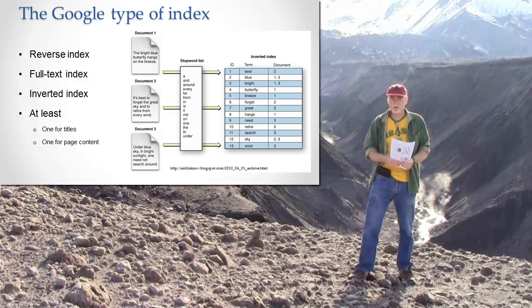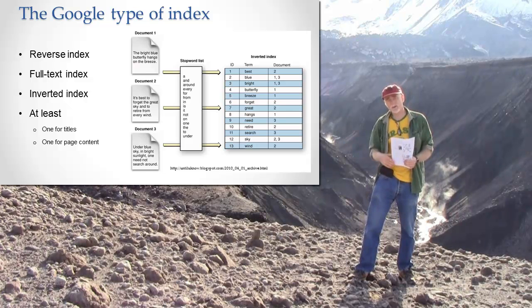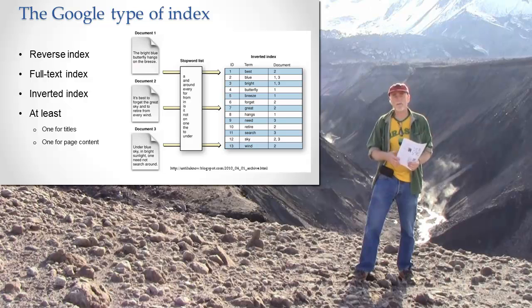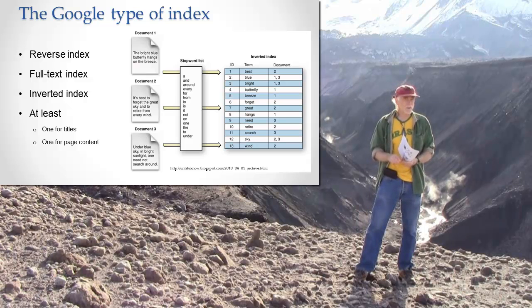All right, now let's look more specifically. You know from using Google that you can search for any word on any page on the web. Now that's not exactly true because Google doesn't index the entire web, but for the pages that are indexed by Google, you can go to any word on any page. So it has to have a pretty big index.